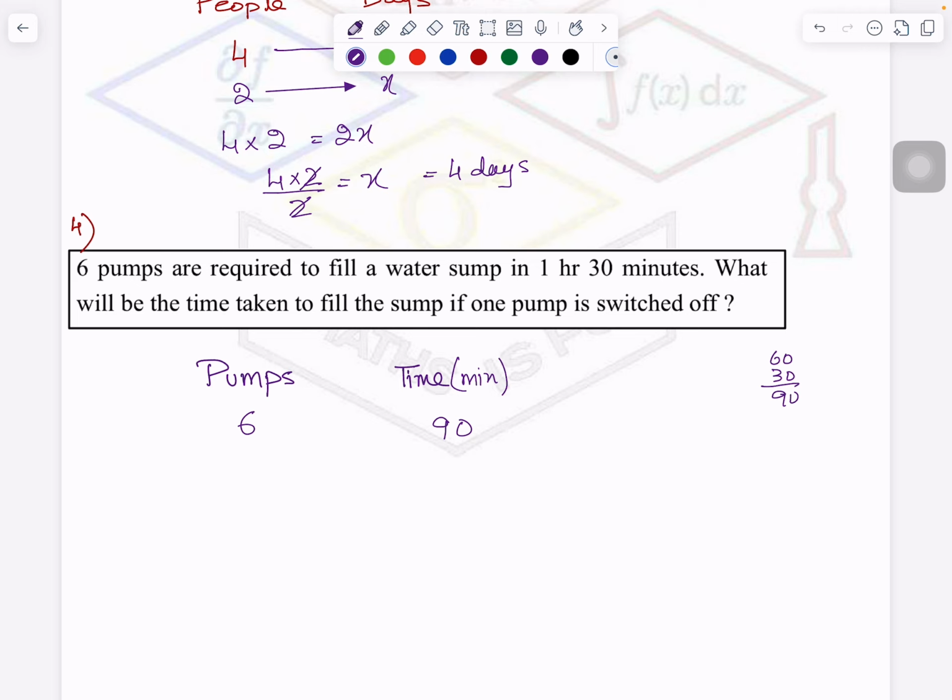What will be the time taken to fill the sump if one pump is switched off? It means how many pumps are working now? Only 5 pumps are working now, and time we have to find out. Now it is understood, if one pump is reduced, the time taken to fill the sump will be longer. So what will I do? Again it is an inverse proportion. So I will multiply it like this.